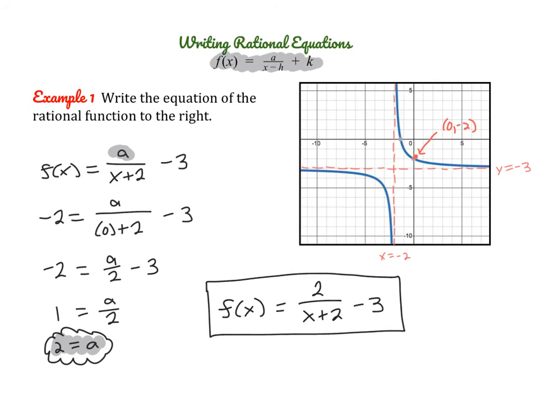So again, to recap, we can use our asymptotes to help us find h and k. H is our vertical asymptote, k is our horizontal asymptote. And then we can find a clear point on our graph, and we can substitute for x and y to help us find a. So we always have to find a, h, and k.